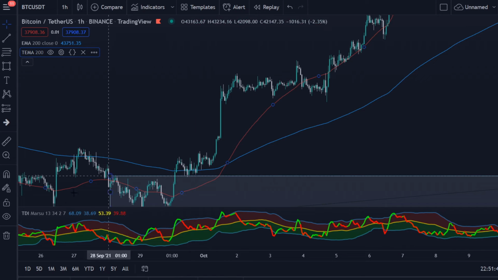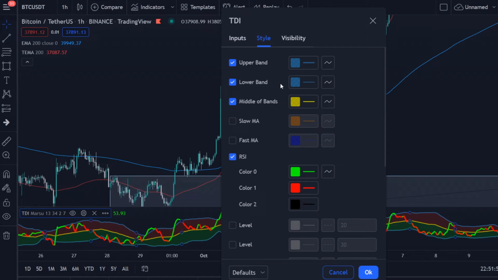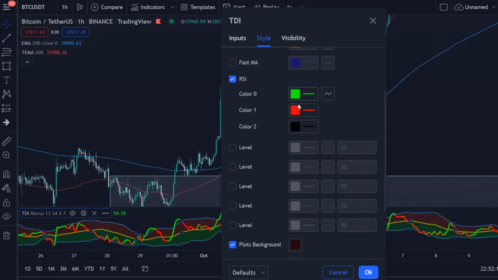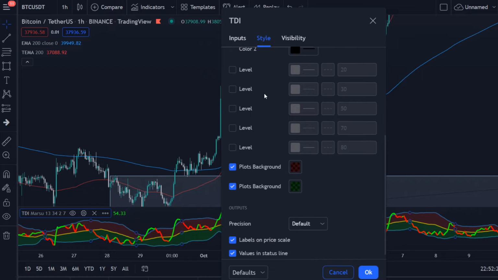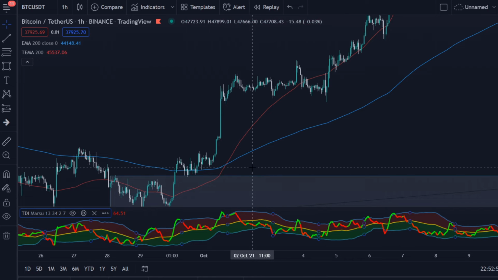I'm using red. And last but not least, we have the TDI, and make sure to use the default settings, so do not change anything. And I checked off this slow moving average box, the fast moving average. I also checked it off. Yeah, you can play around with the colors. Make sure to use the RSI. I just use the default colors. I like it. And also make sure to disable all these levels. And yeah, if you want, you can disable the plot background. Yeah, that's basically everything you need. And this is how it will look like.